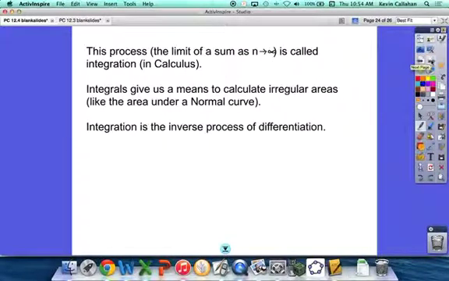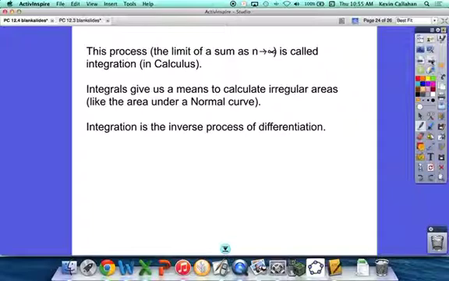So this process, the limit as n approaches infinity, is called integration. In calculus, that's called integration. Integrals give us a means to calculate irregular areas, like the area under a normal curve. Whenever you do calculations with the normal, you need to know what percent of the area is underneath the curve. Well, that's where those kinds of things come from. The area under irregular shapes, that does it.